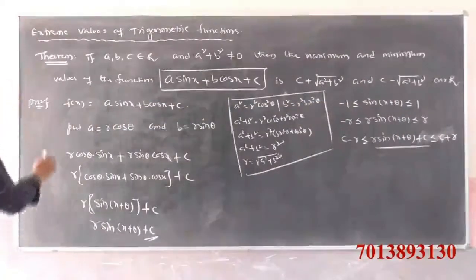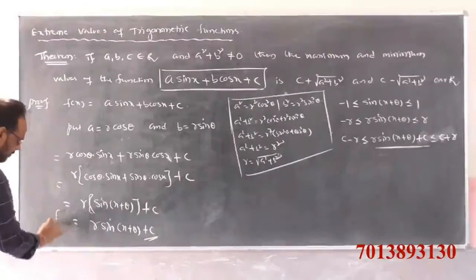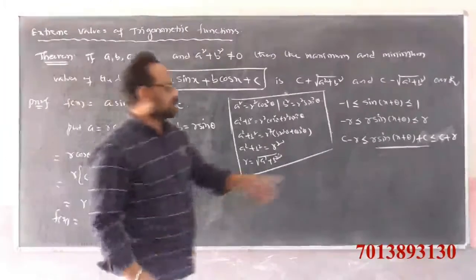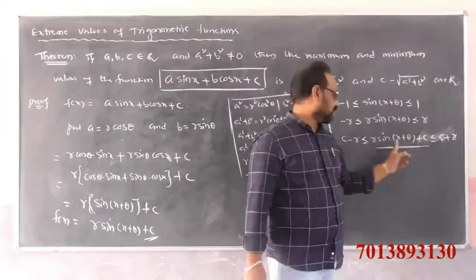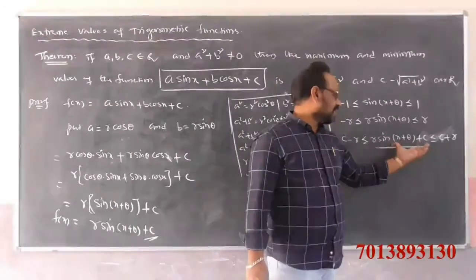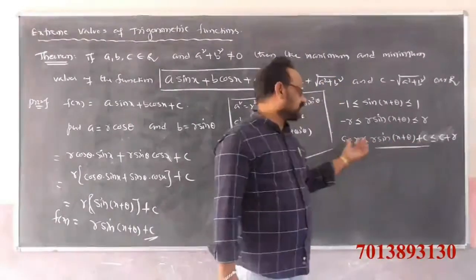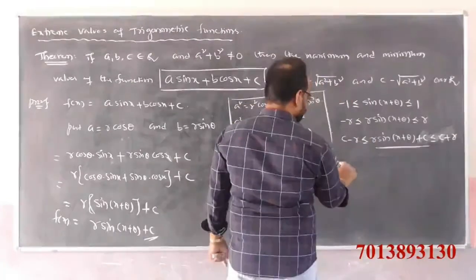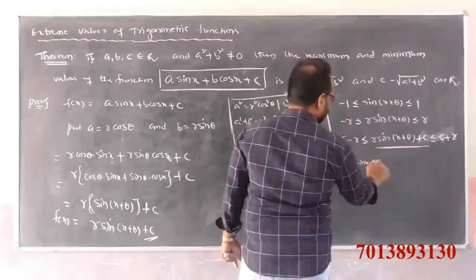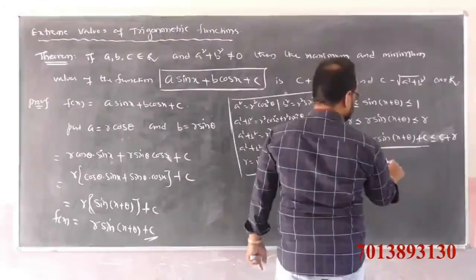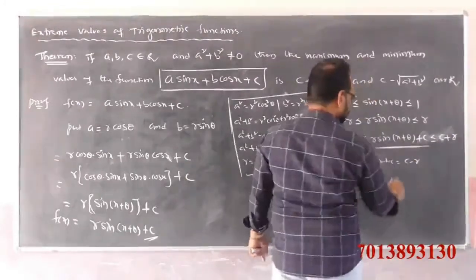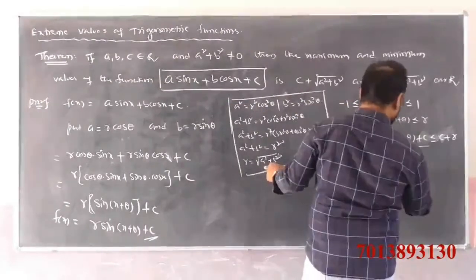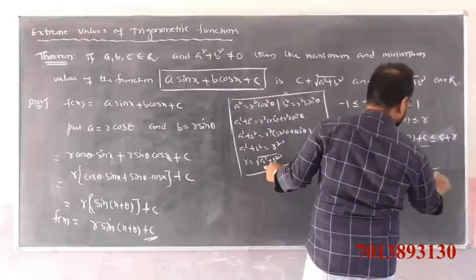We get the function f of x equals R times sin(x plus theta) plus c. What is the minimum value? c minus R. What is the maximum value? c plus R. Therefore, the minimum value is c minus R. Already we know that R is the square root of a square plus b square. So the minimum value is c minus square root of a square plus b square.